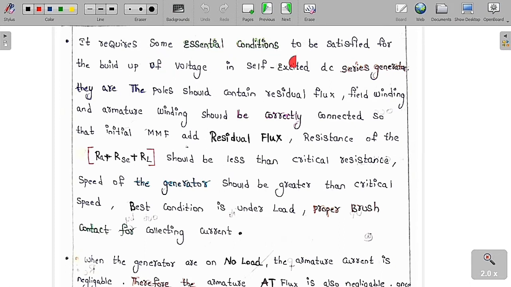Some essential conditions must be satisfied for the build-up of voltage in a self-excited DC series generator. They are: the poles should contain residual flux; the field winding and armature winding should be correctly connected so that the initial MMF aids the residual flux; the resistance of Ra plus Rsc plus RL should be lesser than the critical resistance; the speed of the generator should be greater than the critical speed; and the best condition is under load, with proper brush contact for collecting the current.